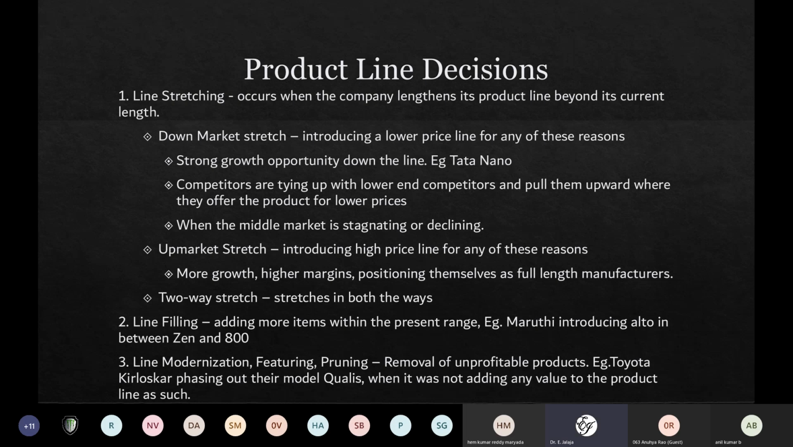Tata Nano, even though it is a good car, nobody would prefer it because the cost is low and it is projected in the same way.